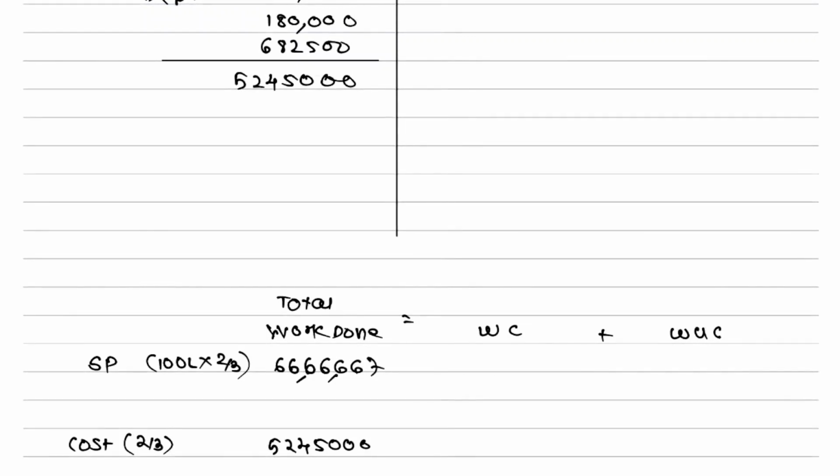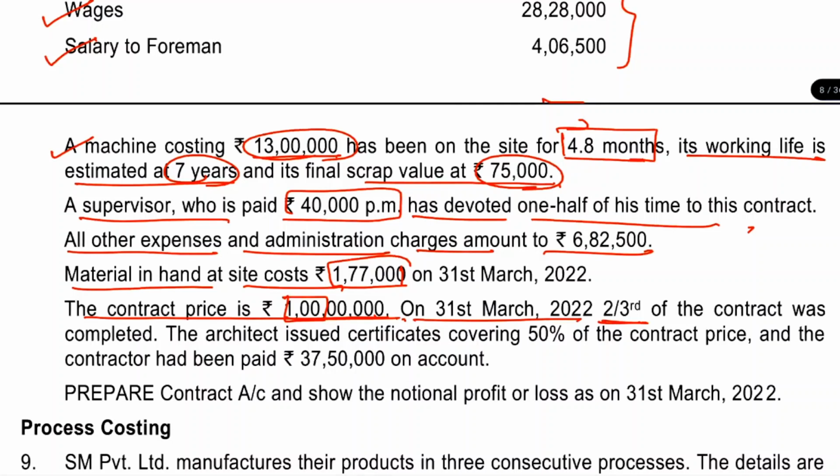If entire work is certified, I will get this value. If entire work is certified, 2/3 मतलब जो काम किया है. But sir, architect आया, you have written 100 marks का paper, you have written 2/3 paper. चलो ठीक है, यहाँ पे ध्यान दो नहीं तो. The architect issued certificate covering कितना? 50% of the contract price.